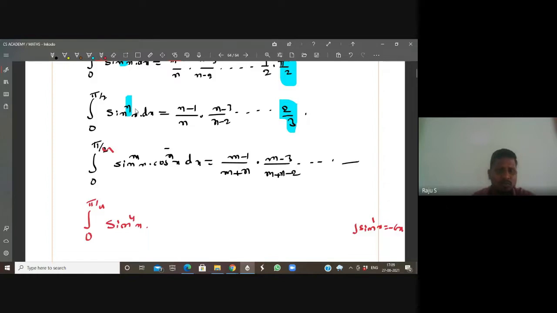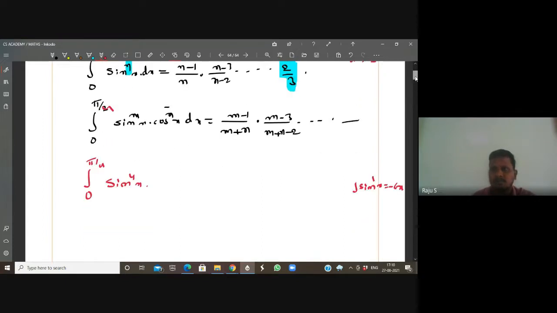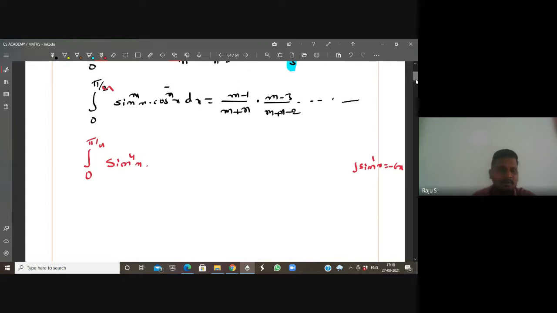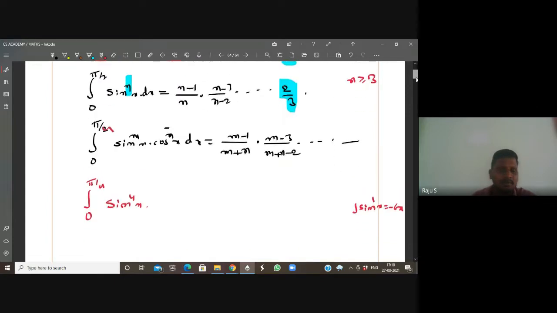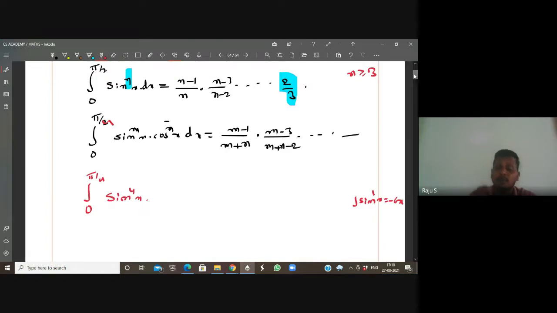If the power is 2, we can apply the first property, 0 to a of f of x dx, which we have already done; that is an NCERT question. If the power is more than 2, that is 3, maybe 10, maybe 15, this kind of problem we can do with this property. So here cos power 4 x dx is there, and I am going to apply this property.